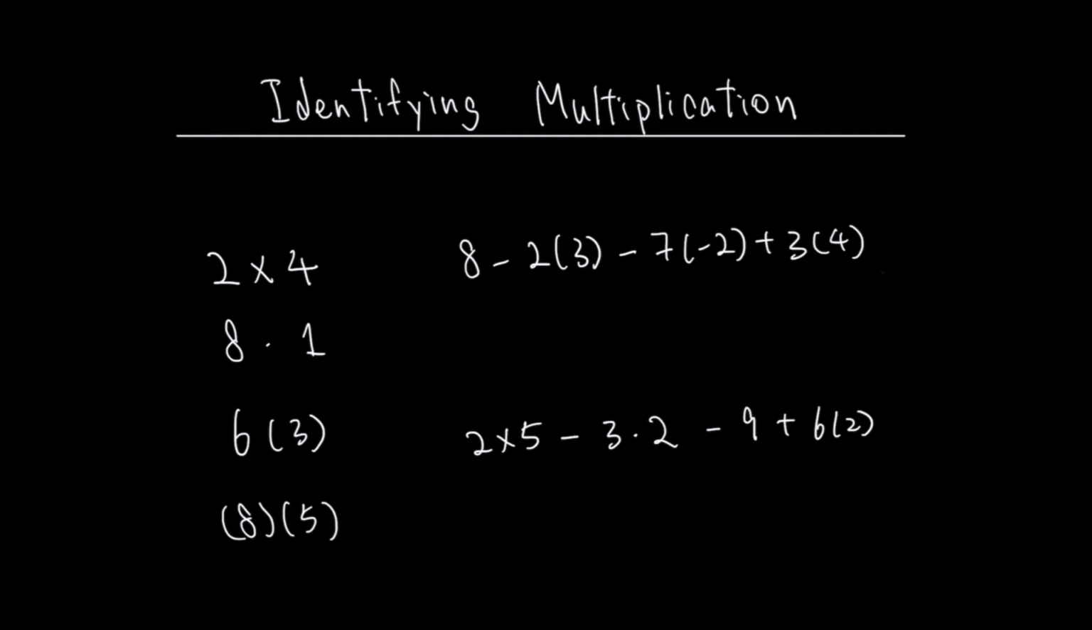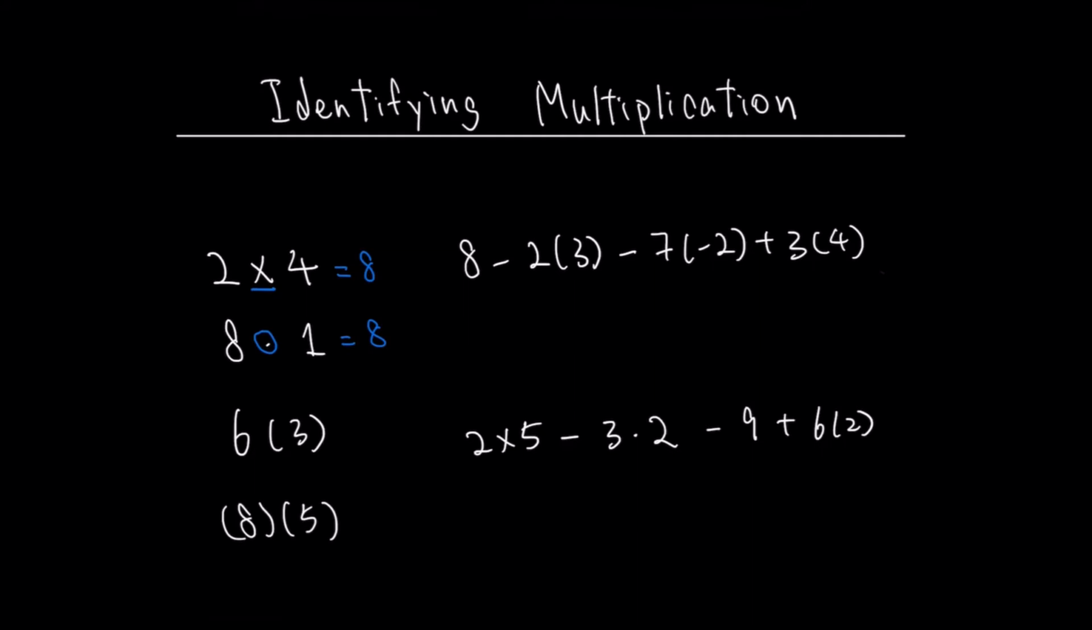There are three ways to indicate multiplication. The times sign, this X symbol here, which means 2 times 4, or 2 multiplied by 4, which is 8. Then we have this dot, 8 times 1, which also equals 8. This dot also indicates multiplication.